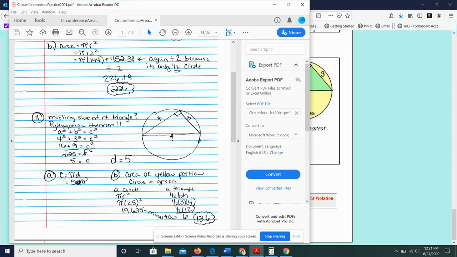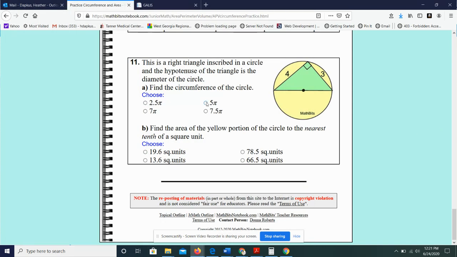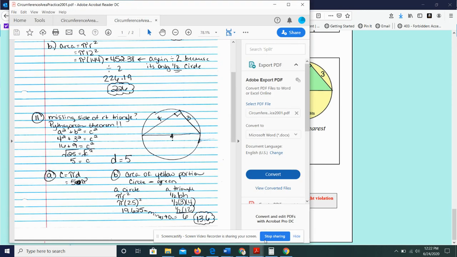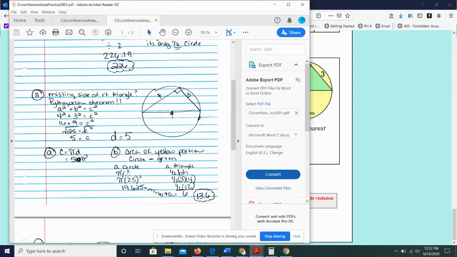So circumference with diameter is pi times diameter. So 5 pi. Let's go ahead and do that. The area, they're wanting to know the area of the yellow portion of the circle. So it's basically going to be the area of the entire circle minus the area of the triangle. So just use the formulas from your formula sheet. The area of a circle is pi r squared. The radius would be 2.5 because the diameter is 5.